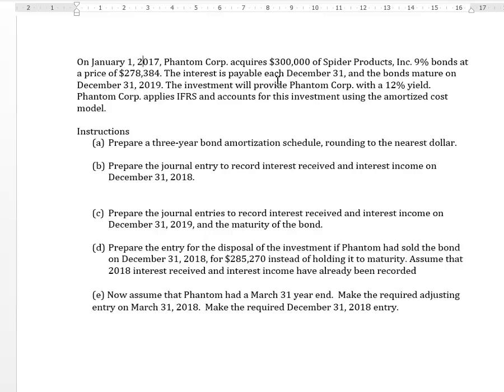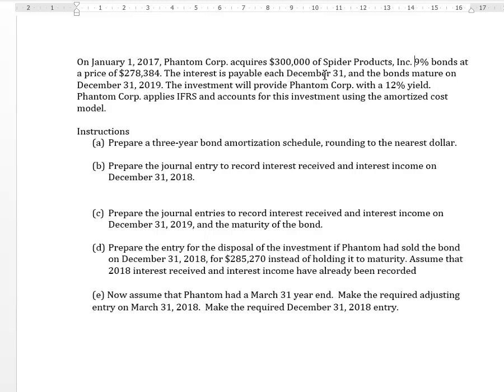Now it says at the beginning of 2017, January 1st, Phantom acquires $300,000 of Spider Products, Inc. 9% bonds at a price of $278,384. So we can tell right away the bond trades at a discount. How do we know? Because the cash proceeds that you gave up are less than the face value of the bond, right? We know the coupon rate is 9%.